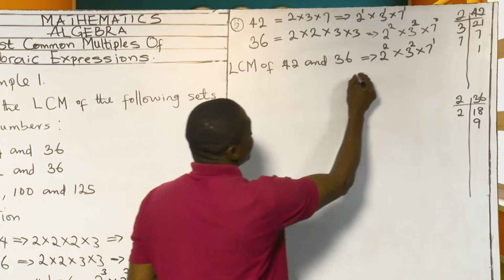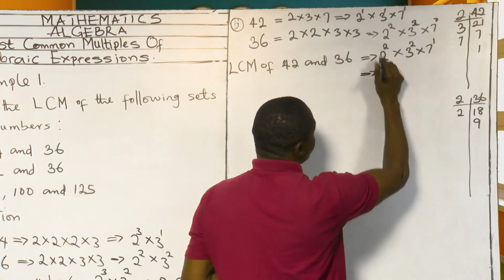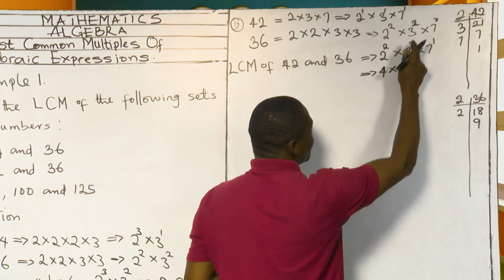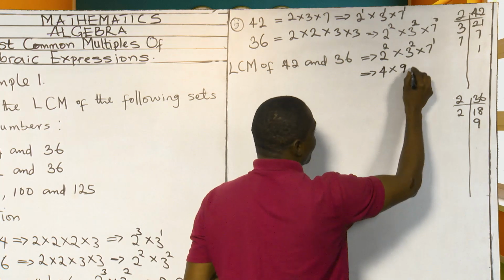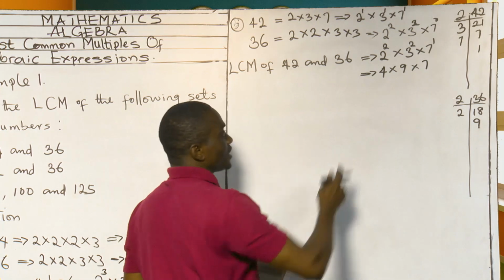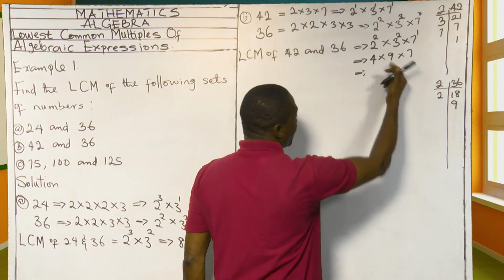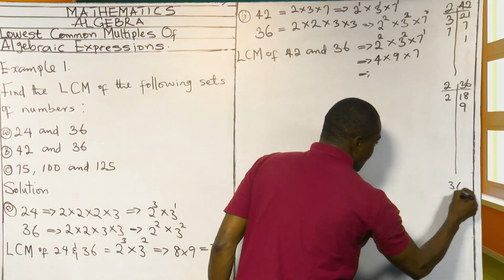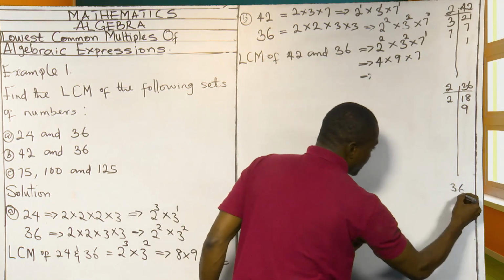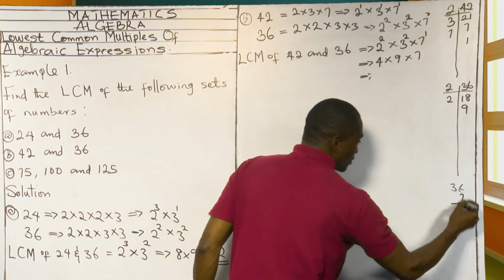Now, this will give us 2 raised to 2, which is 4, multiplied by 3 raised to 2, which is 9, multiplied by 7 raised to 1, which is 7. So the product of all this will be what? 4 multiplied by 9 is 36. Multiplied by 36 times 7 now. Write 7 to multiply it. 7 multiplied by 6 is 42.